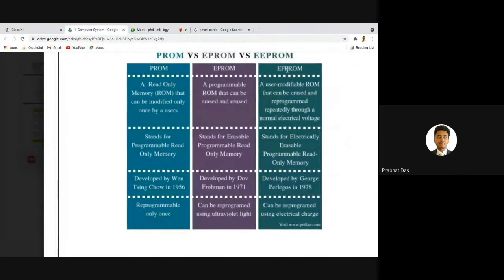Now let us come to the concept of EEPROM. EEPROM basically stands for electrically erasable programmable read-only memory. Instead of using the UV rays, they will impose some sort of electrical charges, and they will use those electrical charges to erase the data of the ROM. So they can be modified by the user itself. This was developed by George Perlegos in the year 1978. As I said, they can be erased with the help of electrical voltages.